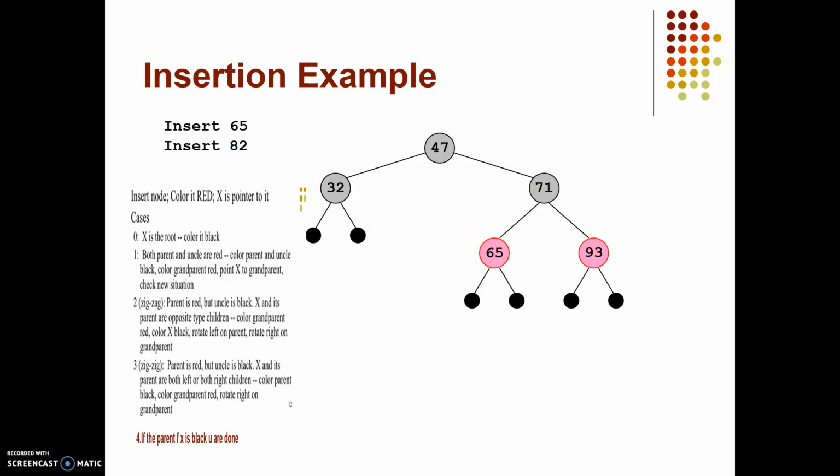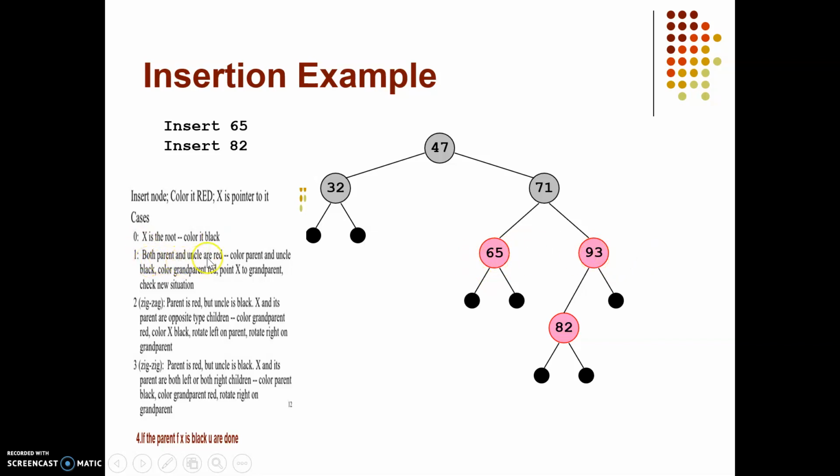Now I have to insert next 82. The position of 82 will be greater than 47, greater than 71, but less than 93. When I insert that node, it will be of red color. Since it is not a root, we are going to check the parent. If the parent is red, we are going to check the uncle. If it is also red, and the parent and the uncle are of the same color, this is the case.